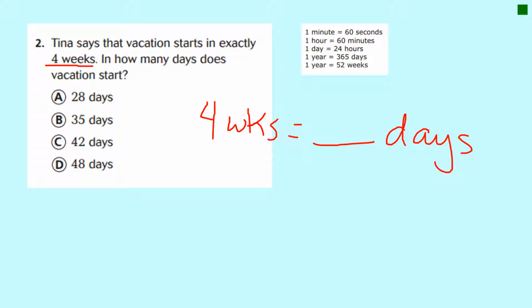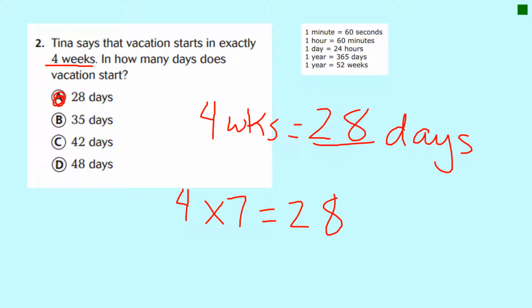Okay, so we're going from weeks to days. And remember, I'm looking at the chart. Do you guys remember? This one's not on the chart, is it? Yeah, they don't have weeks to days or days to weeks. So how many days are in 1 week? I bet you remember that. Sunday, Monday, Tuesday, Wednesday, Thursday, Friday, Saturday. 7. So there are 4 weeks of 7 days. 28 days. So Tina, hang in there. Your vacation starts in 28 days. All right, let's keep going.